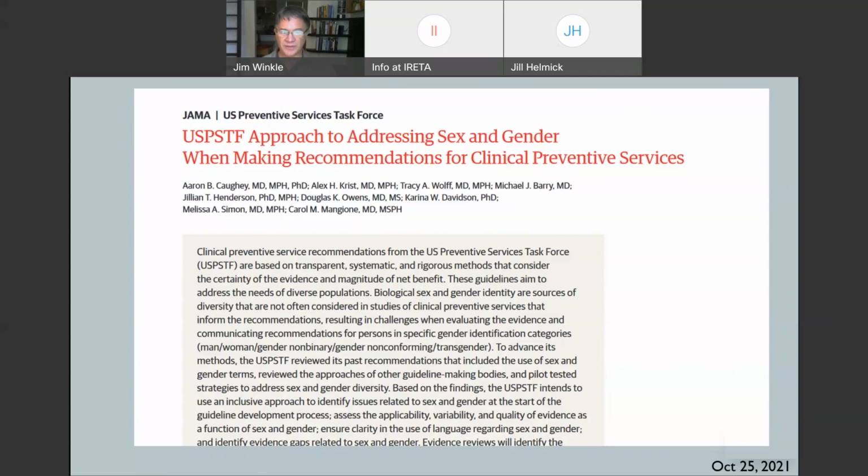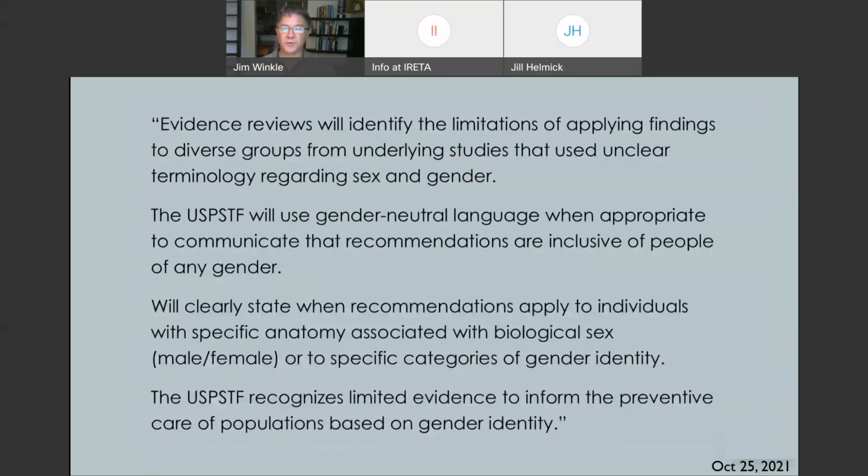And they came out with this paper, and they basically said that future reviews will identify the limitations of findings to diverse groups from underlying studies that use unclear terminology. So again, they're recognizing here that previously they were using evidence that had unclear terminology around sex and gender and applying it to everyone, and that's not very accurate. They've also pledged to use gender neutral language when appropriate so they can include everyone of any gender. They're going to be clear when they state recommendations on how they apply to individuals with specific anatomy associated with biological sex, as opposed to categories of gender identity. And they also recognize the limited evidence to inform the preventative care of populations based on gender identity.